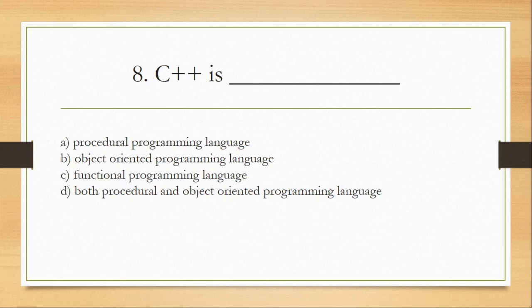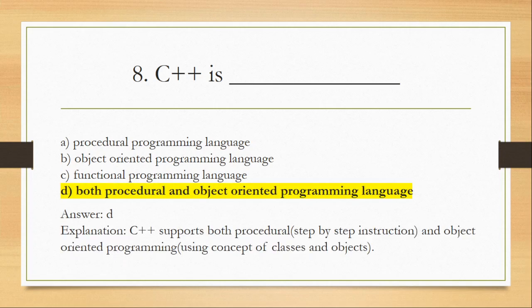C++ is dash. The correct option is both procedural and object-oriented programming language. C++ supports both procedural step-by-step instructions and object-oriented programming using the concept of classes and objects.